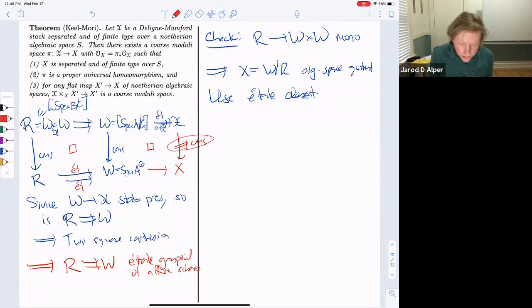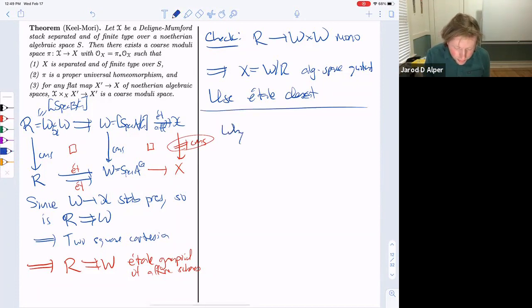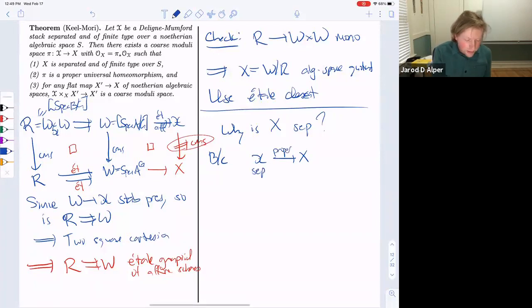Maybe the one thing to point out is, is Y itself separated? This just follows from the general fact that we know this map is proper, and we know that the stack itself is separated. So you actually get that this is separated for free.